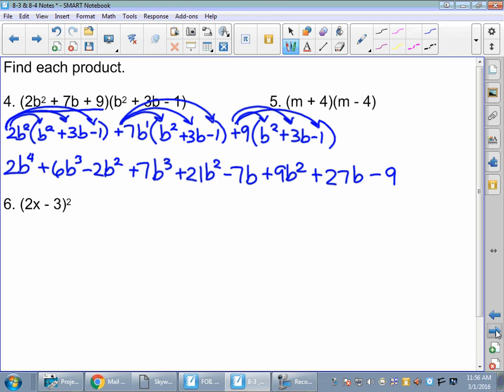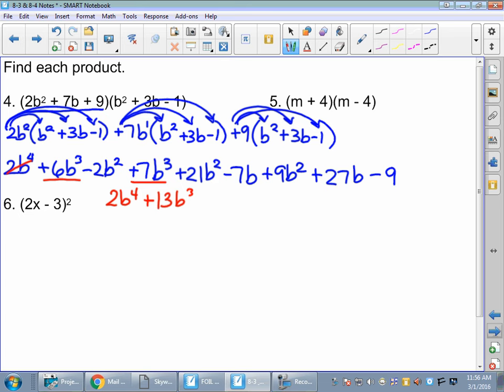So I don't see any other 2b to the fourths. So I'm done with that. I might just cross it off a little bit so I don't look there anymore. Kind of helps. Now I'm going to scan the page for all the cubes. I see a positive 6b cubed, a positive 7b cubed, and that looks about it. So that's a total of positive 13 b cubes.